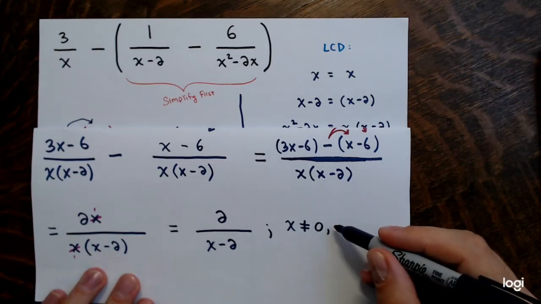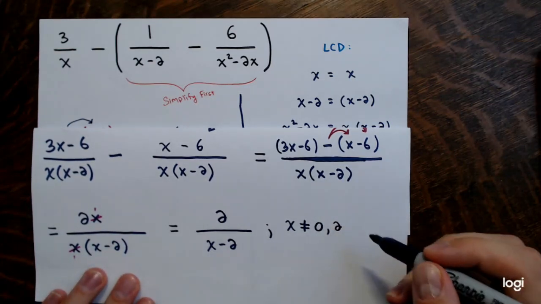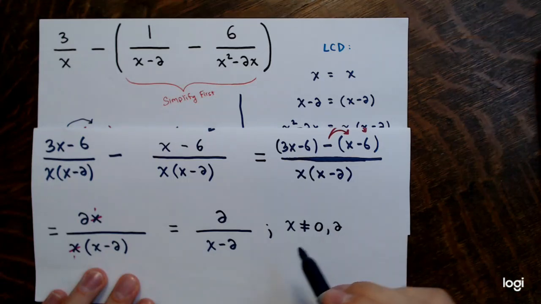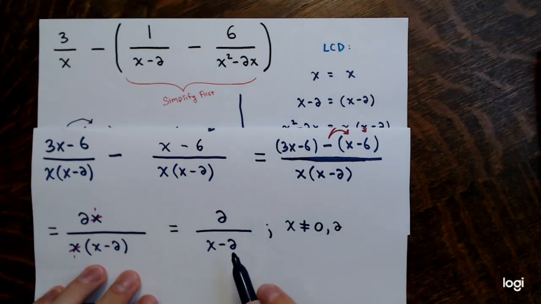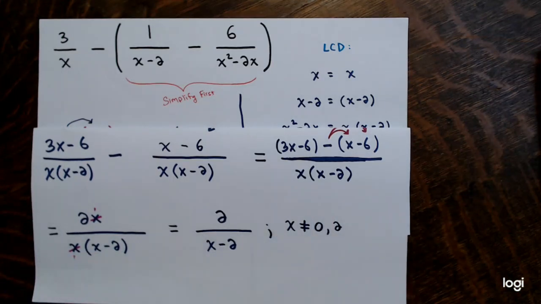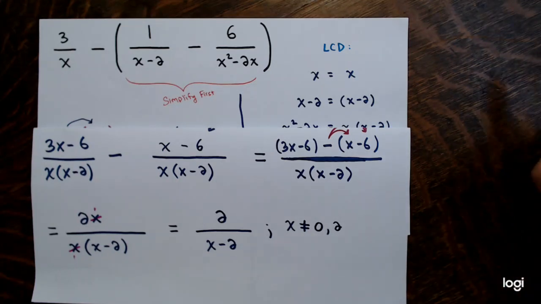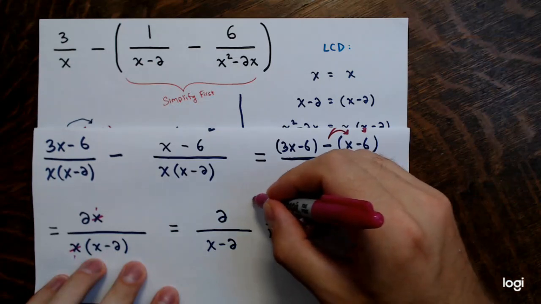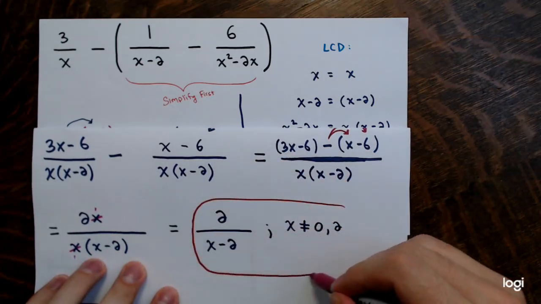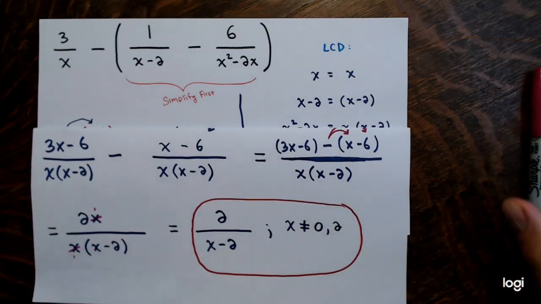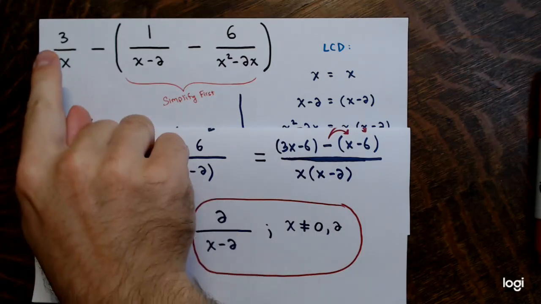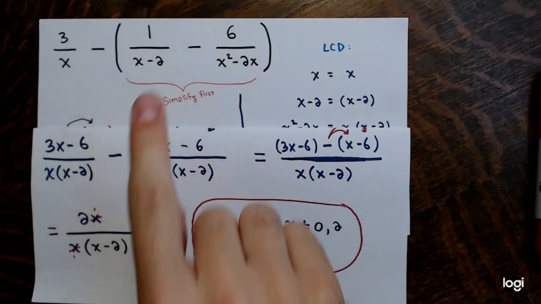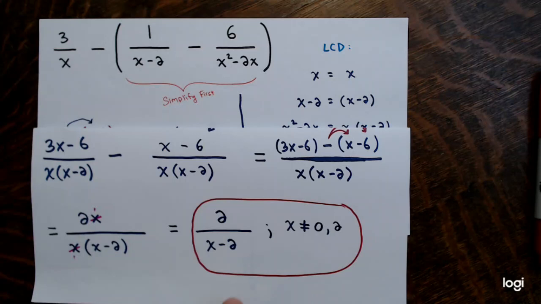So x cannot be replaced with the number positive 2, right? Because if x were replaced with 2, 2 minus 2 is 0. You'd have zeros in all these denominators all over the place, and that's not good. So here we go, and that's it. This is our final result. The value of my original expression will be equal to the value of this expression here, as long as I don't replace x with 0 and 2.